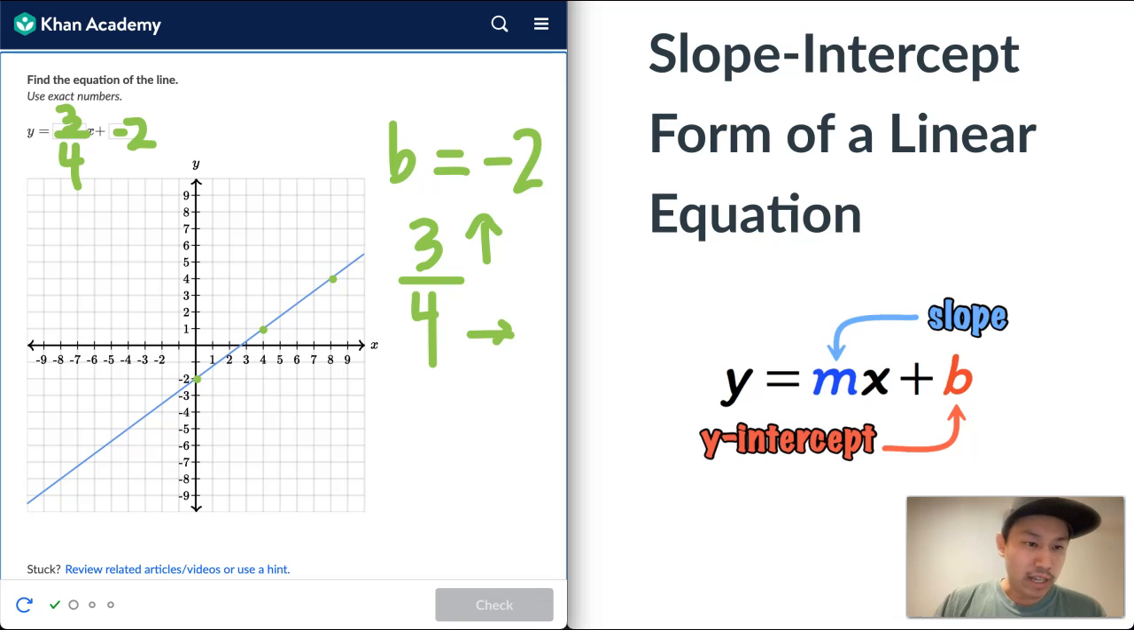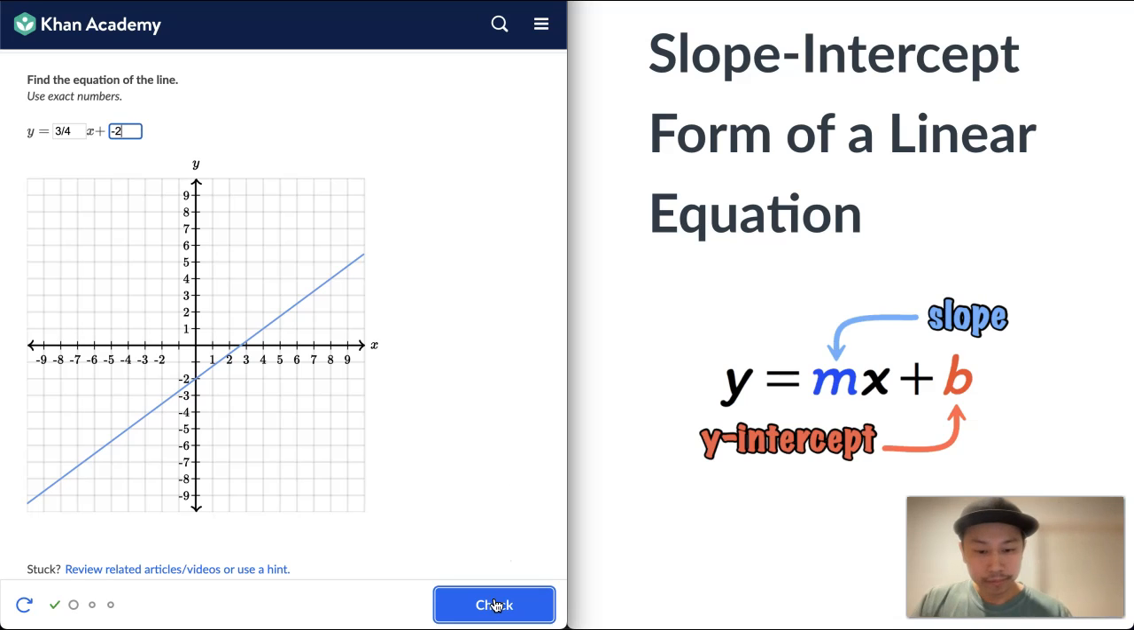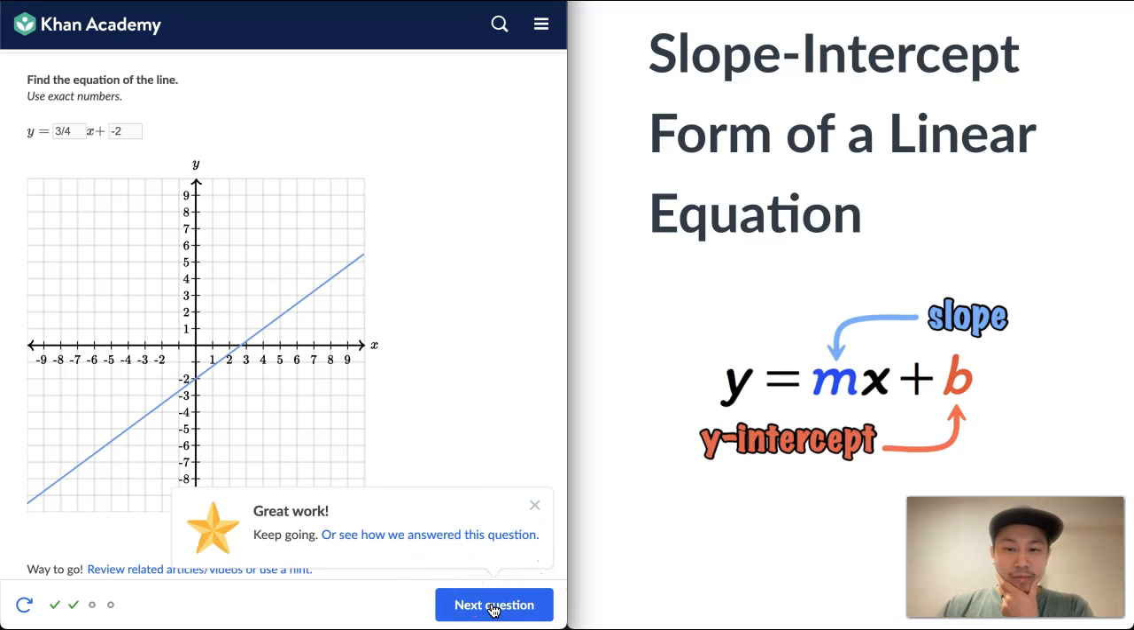You could also write 3/4 x minus 2, but this interface for Khan Academy has a plus sign already built in, so we have to type in the negative 2. So 3/4 x minus 2. Let's see what we get. 3/4 x minus 2. There we go. Slope-intercept form.